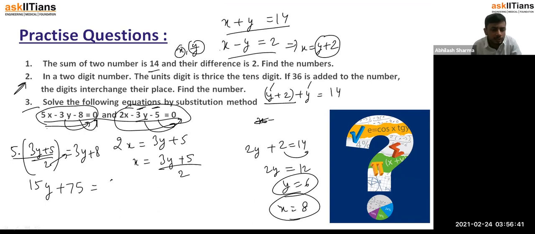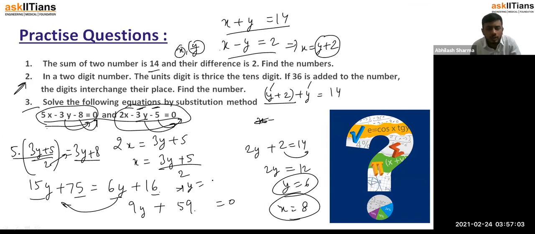Here we will get 2 into this entire thing. Okay, so it will become 6y plus 2 8s are 16. On bringing this to this side, we are getting how much? 9y plus what is 75 minus 16? It will actually be, let's see, 75 minus... yeah, it will be 59. So we are getting y equal to minus 59 upon 9.